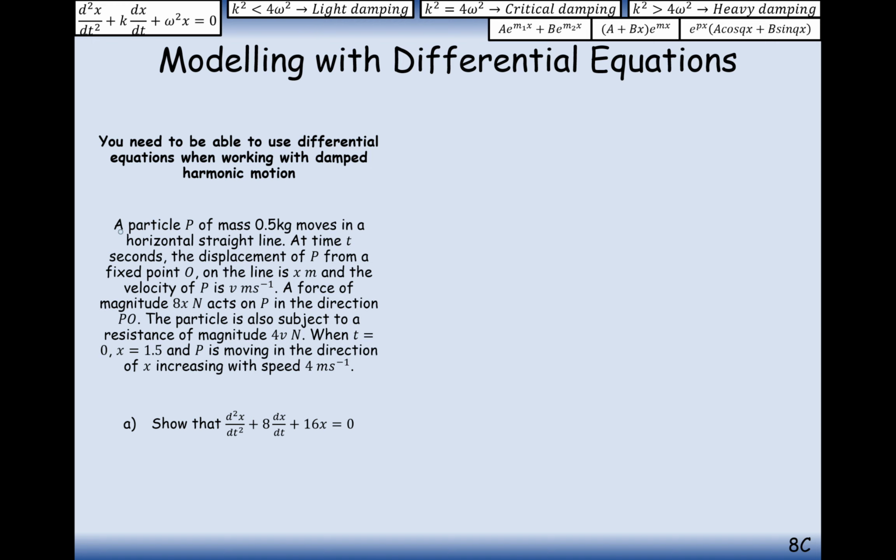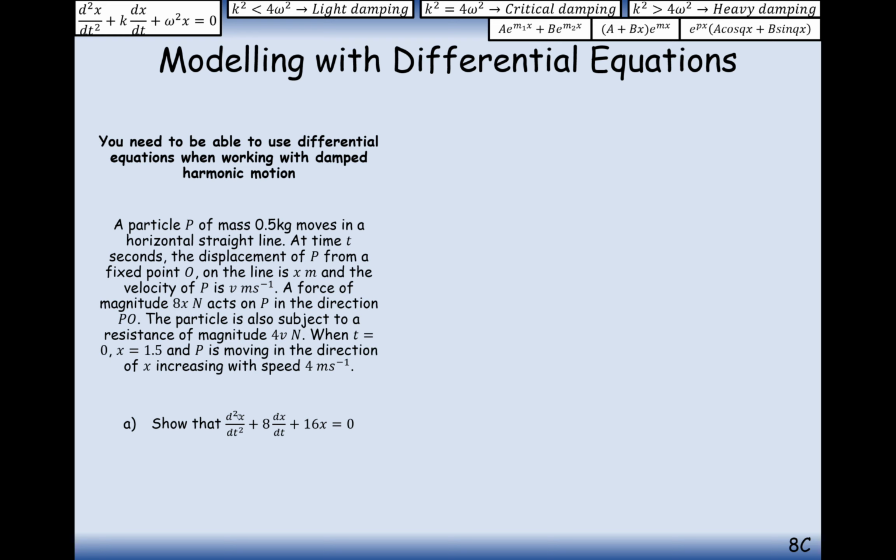Okay, so let's move on to an example then. A particle P of mass 0.5 kilograms moves in a horizontal straight line. At time t seconds, the displacement of P from a fixed point O on the line is x meters, and the velocity of P is v meters per second. A force of magnitude 8x newtons acts on P in the direction PO. The particle is also subject to a resistance of magnitude 4v newtons. When t equals 0, x equals 1.5, and P is moving in the direction of x increasing with speed 4 meters per second.